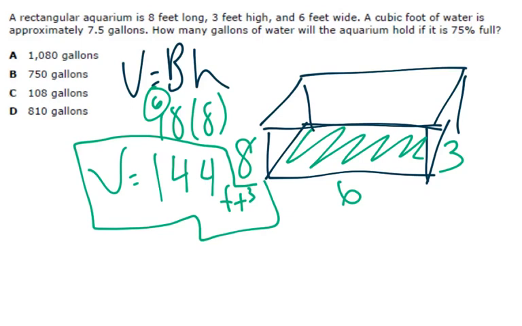All right, a cubic foot of water is approximately 7.5 gallons. How many gallons of water will the aquarium hold if it's 75% full? I could solve it two ways. I could multiply this volume, the 144, times 7.5, find how many gallons would fill the entire thing, and then find 75% of that. Or I could find 75% of my volume and then multiply it.